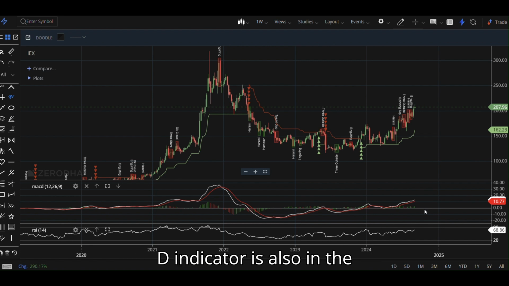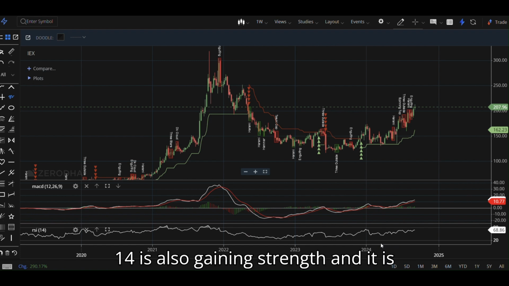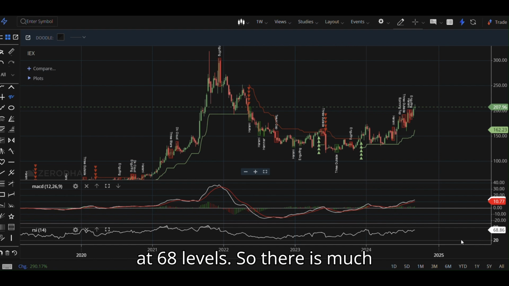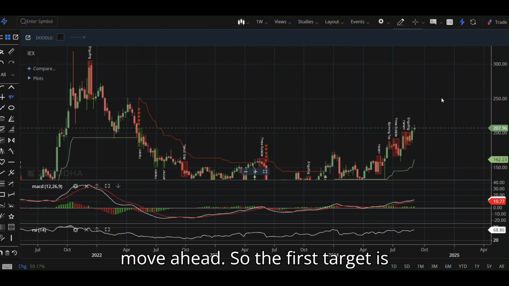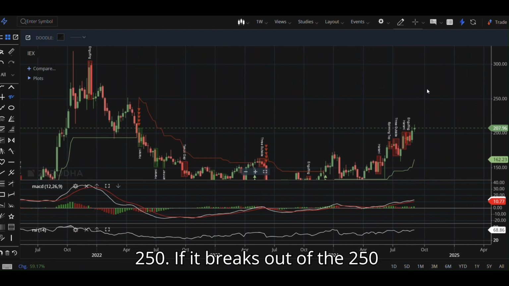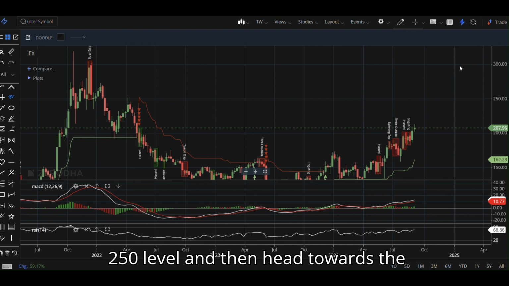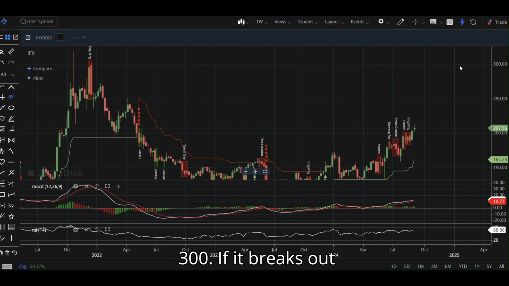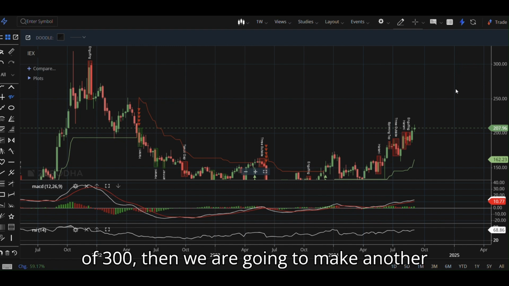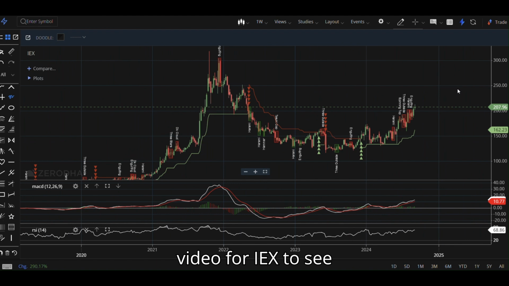You can see the MACD indicator is also in the bullish range. The RSI 14 is also gaining strength and is at the 68 level. So there is much more room for the IEX price to move ahead. The first target is 250. If it breaks out of the 250 resistance level, it might come back to test the 250 level and then head towards 300. If it breaks out of 300, then we're going to make another video for IEX to see what further price range it can move.